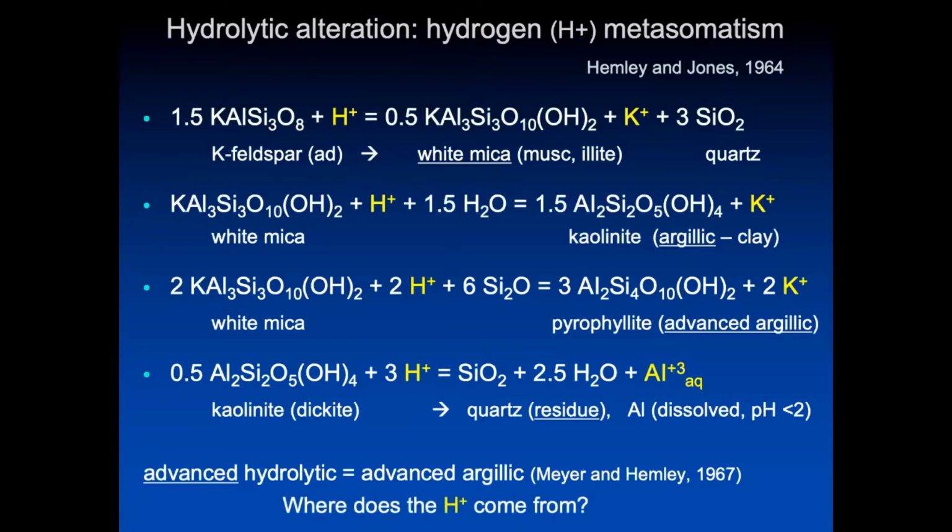So where does the hydrogen come from? Because obviously we need hydrogen ions to create these advanced argillic alteration minerals. So let's look at the 5 environments for generating high hydrogen.